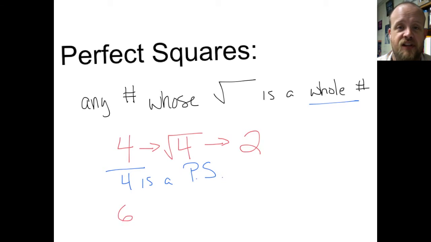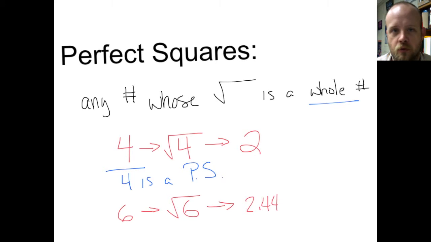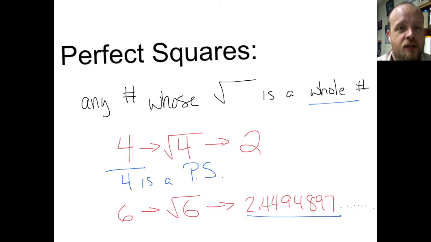Conversely, if you were to take, say, 6 and take the square root of 6, you end up with an oddball decimal, 2.449489, and so on. It goes on forever. This is not a whole number, it's a decimal. So 6 is not a perfect square. It's not a value that will give you a whole number back when you take the square root of it.